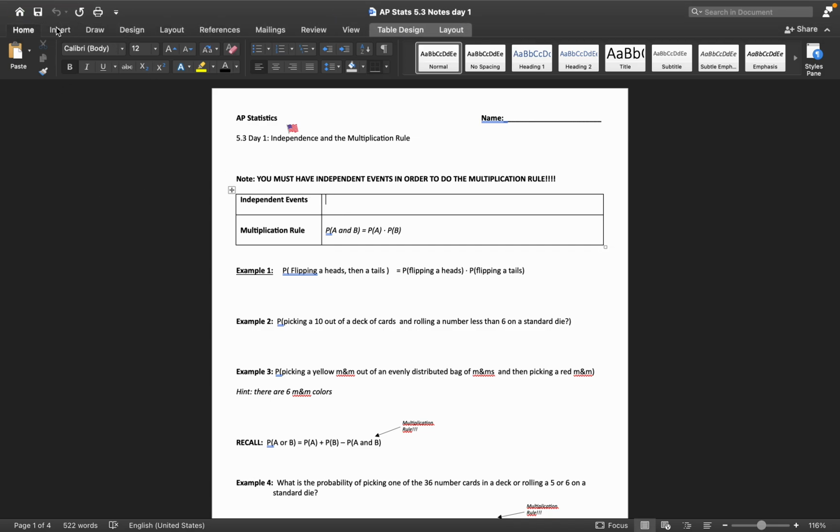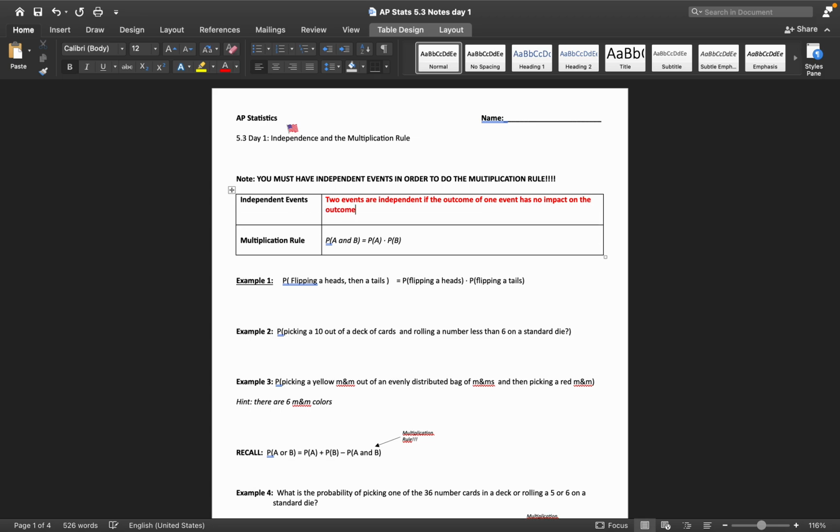So independent events are independent. Two events, let me change this to red. Two events are independent if the outcome of one event has no impact on the outcome of the other events.